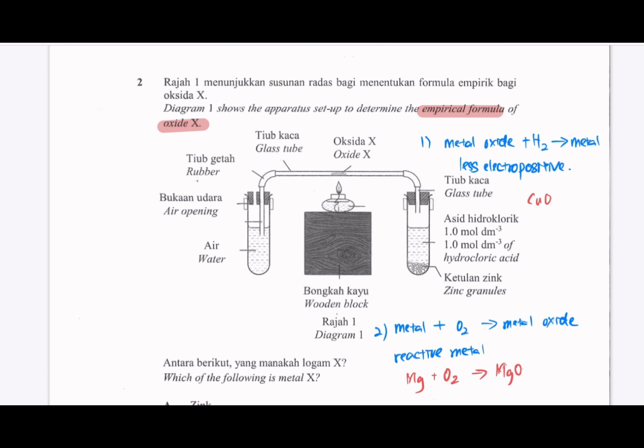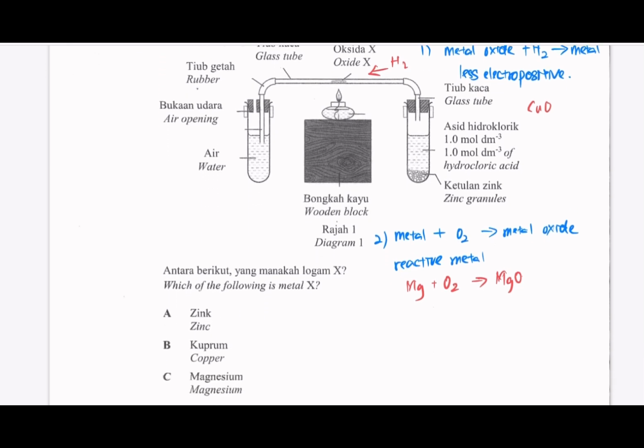Okay, now we go through the diagram. We have zinc reacting with acid. So zinc reacting with acid will produce hydrogen gas. And the hydrogen gas passes through the oxide X. So now we use hydrogen to reduce the oxide X. So definitely it is method number 1. So this must be a less electropositive metal. Okay, the answers are zinc, copper, magnesium. So copper is the less electropositive metal.